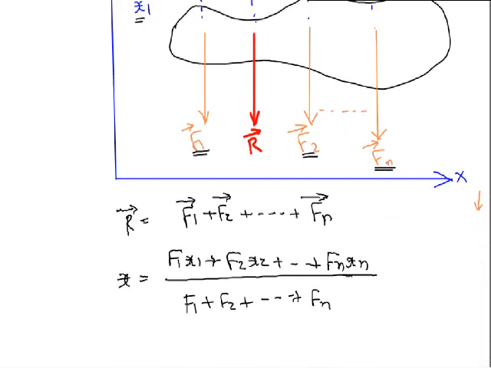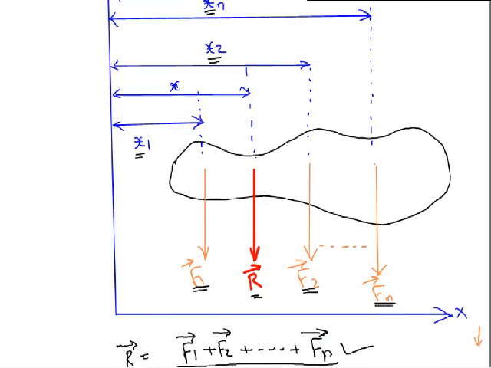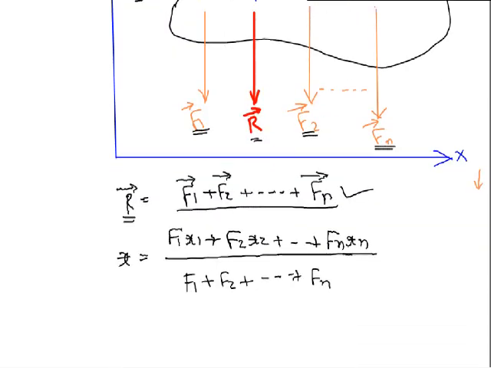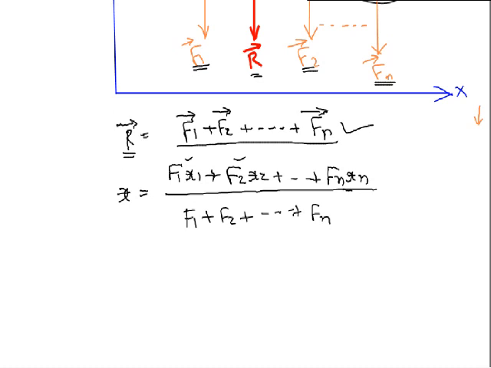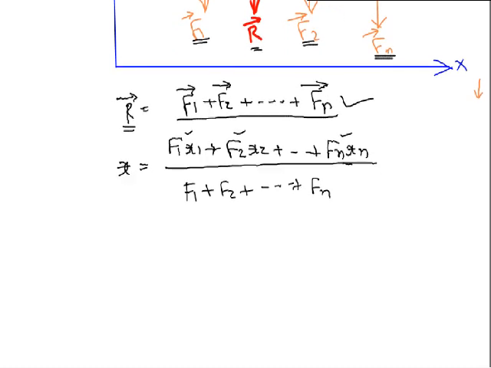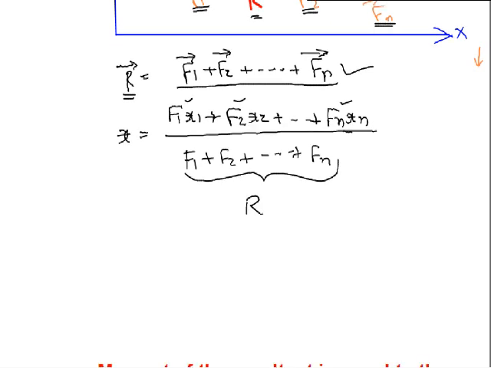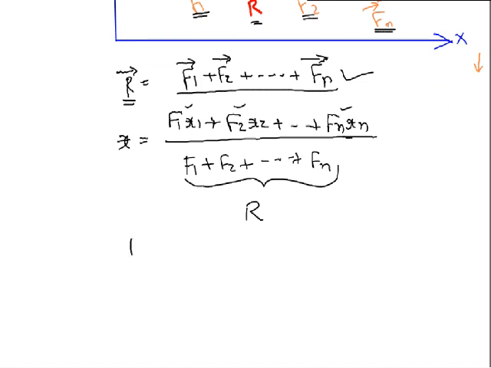Then you can say that the resultant of all these parallel forces is equal to the sum F1 plus F2 plus F3 and so on. And the distance at which the resultant R acts is given by a similar relation but including more terms: F1 x1, F2 x2, so on up to Fn xn. Once we note this, notice that the denominator here is the magnitude of the resultant R. So we can take this R onto the other side and write Rx is equal to F1 x1 plus F2 x2 plus so on up to Fn xn.